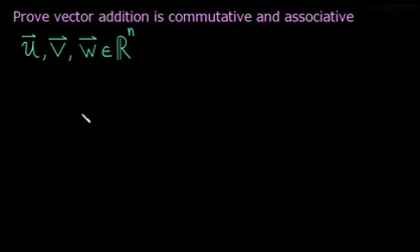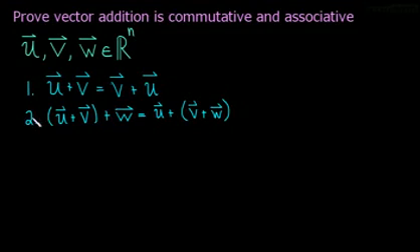Here we're being asked to prove that vector addition is commutative and associative. So this will be our first proof in the linear algebra course. First of all, let's just define 3 vectors. U, V, and W are all in Rn. So there are 3 vectors with n components. And let's figure out what we're trying to prove. So we're trying to prove that vector addition is commutative. So U plus V is the same as V plus U. And associative. So (U plus V) plus W is the same as U plus (V plus W).